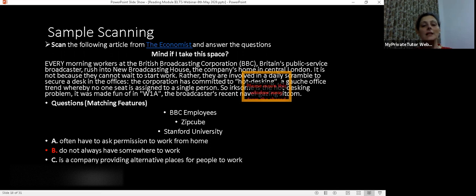The corporation has committed to hot desking, and so on. All that, you're just going to read it out in a little bit in detail. Then you're going to figure it out. This is going to be the most suitable answer that should be picked up. You have to scan it a little bit and underline the words which you are looking for, but you know what you are looking for basically. So you have to read the passage in detail, but keeping the time limit in mind also.